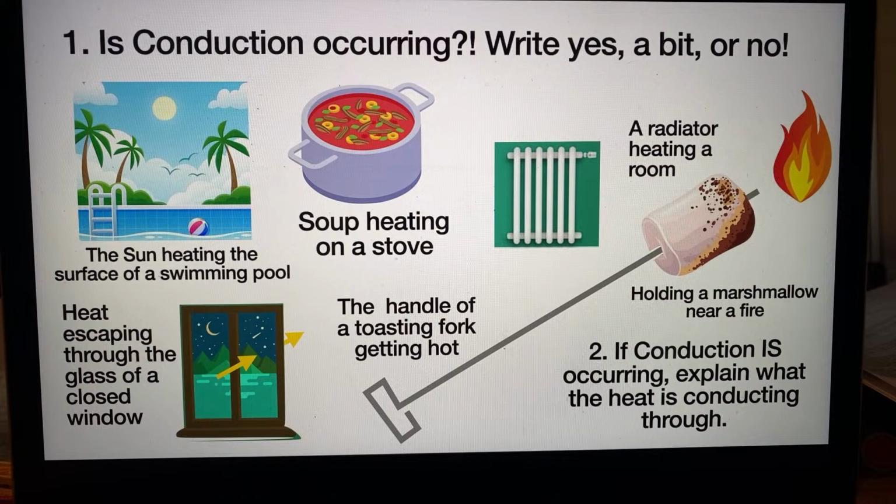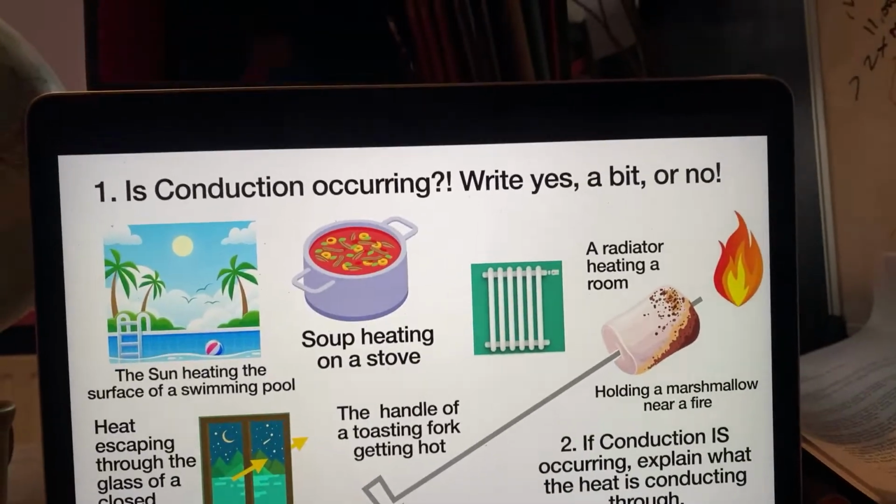Right, let's go through it, okay? The sun heating the surface of a swimming pool. Do you know what? I'm just going to tell you first of all. On this course, we learn about 3 different types of heat transfer. This is the first one, conduction. Next week, we're learning about convection. And the week after that, we're learning about radiation.